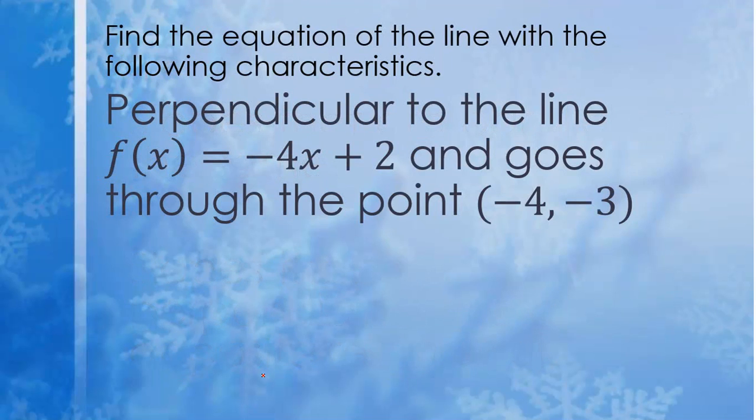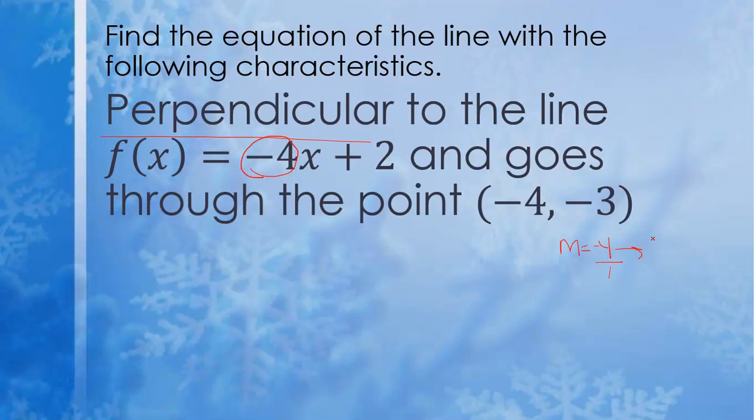So let's try a problem. This is number 21 on your paper. You need to find the line that is perpendicular to f of x equals negative 4x plus 2 and goes through the point negative 4, negative 3. So first things first, we're going to use this equation and steal the slope that they gave us, which is negative 4. So my slope is negative 4 right now, but I want a line that's perpendicular to that, right here, perpendicular. So we need to flip that.